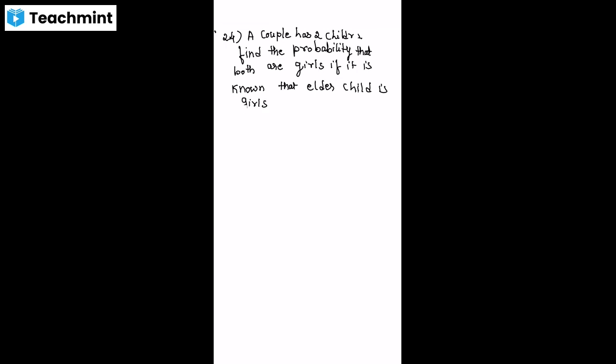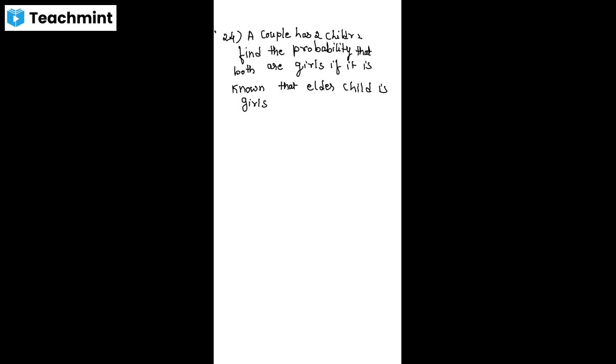Elder child is a girl. A couple has two children. How many are there? Two children. So we have two children. Find the probability. What do we have to find? The probability that both are girls.